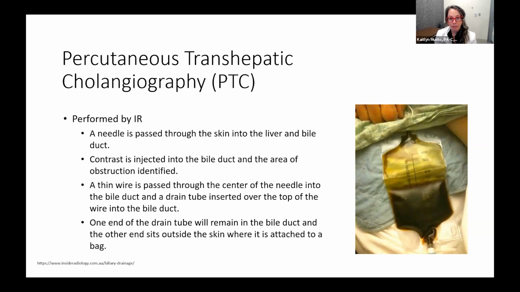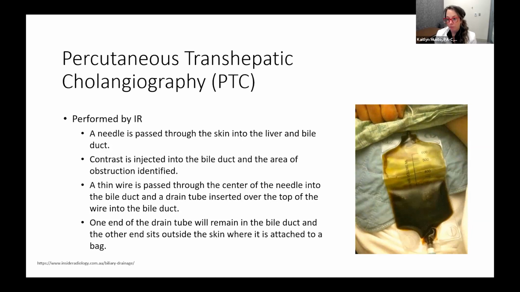And to do this, a needle is passed percutaneously through the skin into the liver, then into the bile duct. Contrast is injected to try to find the area of obstruction. A thin wire is then passed through the center of the needle into the bile duct, and a drain tube is inserted over top of it. One end of the drain remains in the bile duct, and the other will come out through your skin.